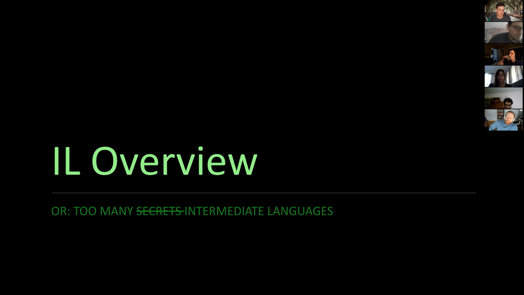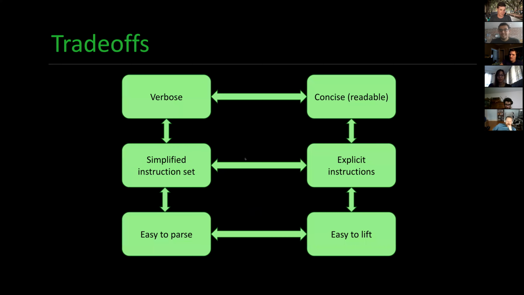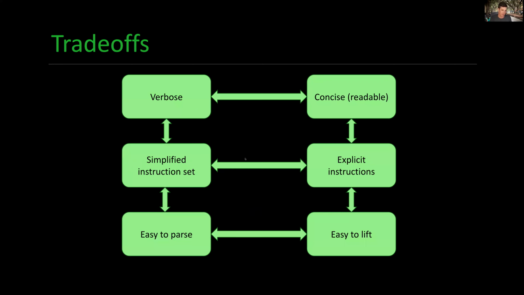So there are too many intermediate languages. One of the problems we have is that there are actually a lot of these things. So let's talk about some of the trade-offs in intermediate languages. First, you could have your intermediate language be very verbose, or you could have it be very concise. What I mean is that one native instruction could get lifted to many intermediate language instructions, or it could be lifted to very few. And that's a trade-off you have to make.